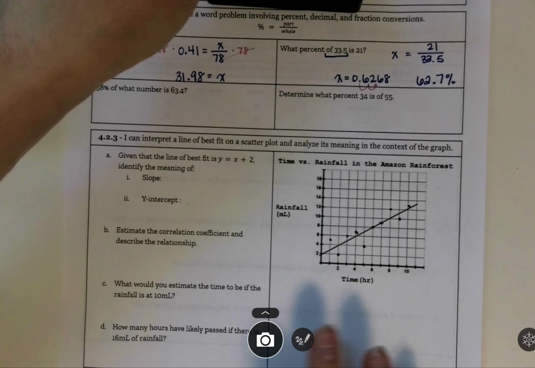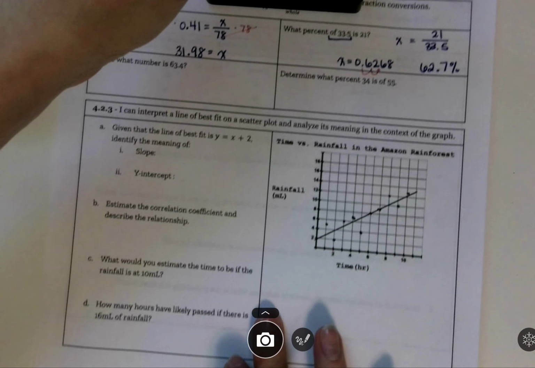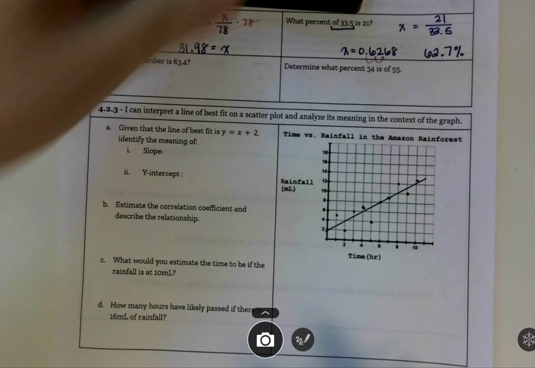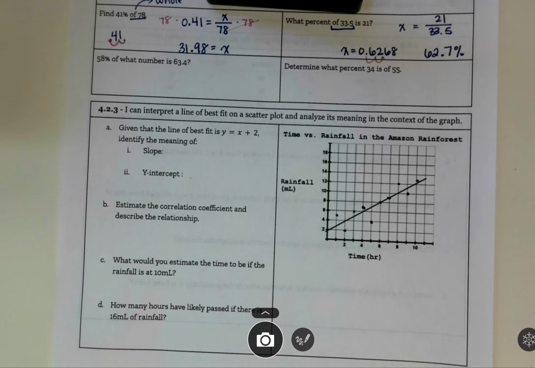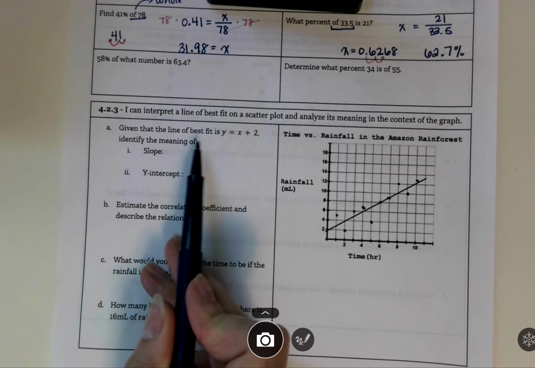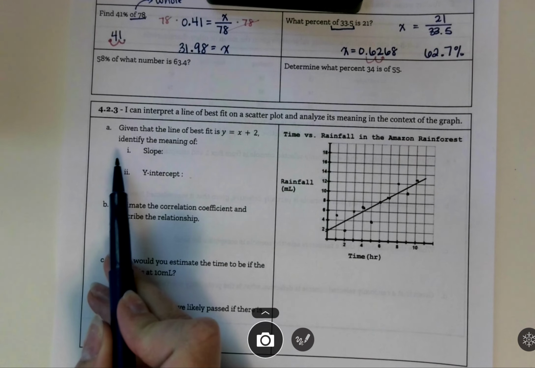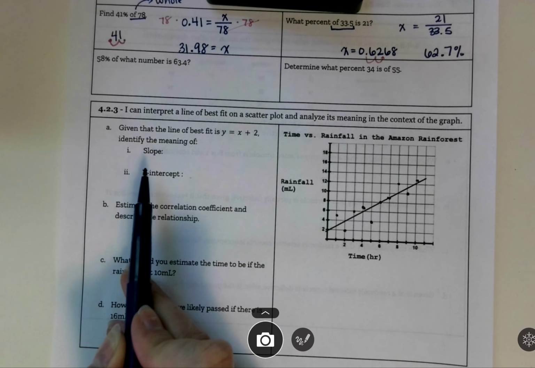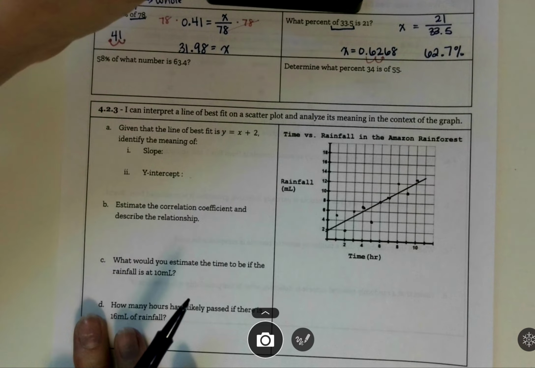The next 3 learning targets have multiple parts to them, so I just have one problem that I'm going to demonstrate to you. So 4.2.3, we're looking at a scatter plot and a line of best fit, and we're answering questions. It could be anything relating to that graph, so they might be a little different on a test or on the final exam. So here it says, given that the line of best fit is y equals x plus 2, identify the meaning of both the slope and the y-intercept.